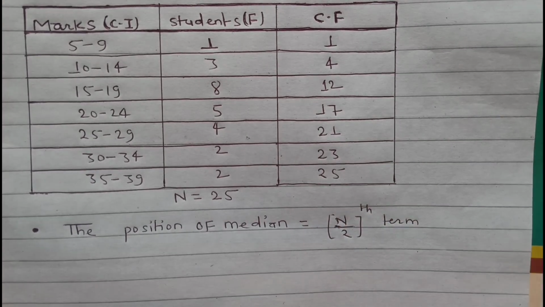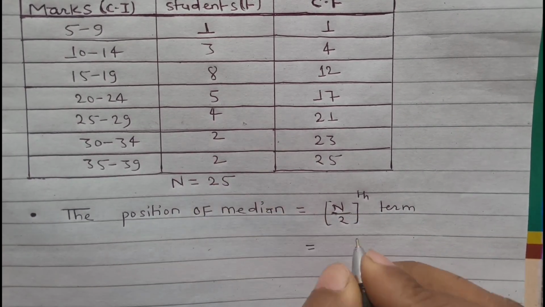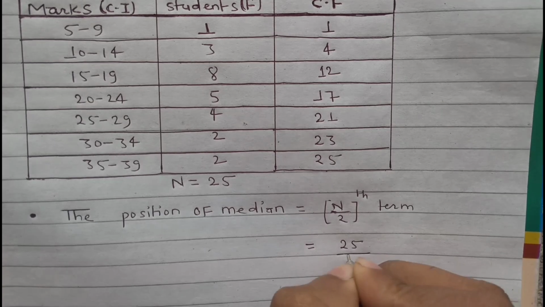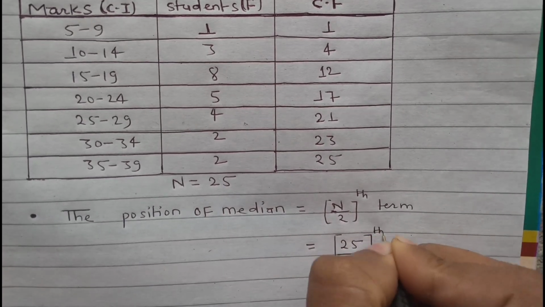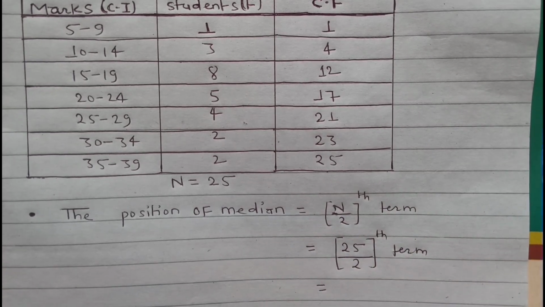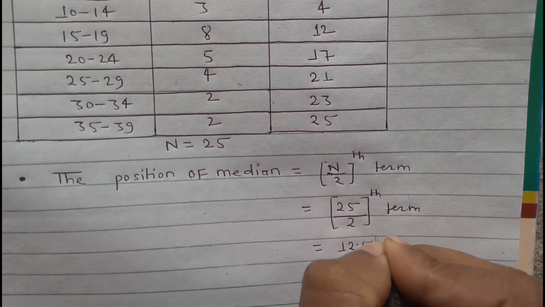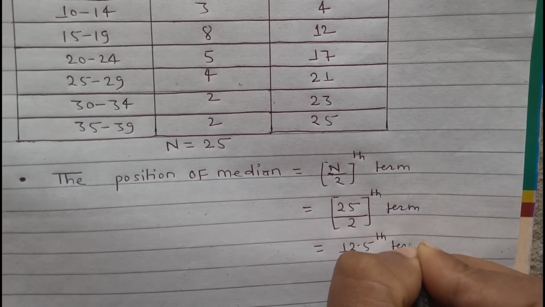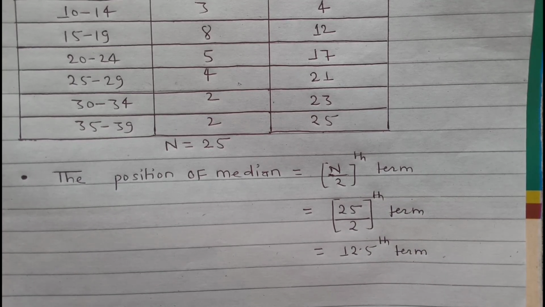This is the formula for finding the position of median. The value of n is 25 here, divided by 2, we get 12.5 term. So we can easily find the position of median.